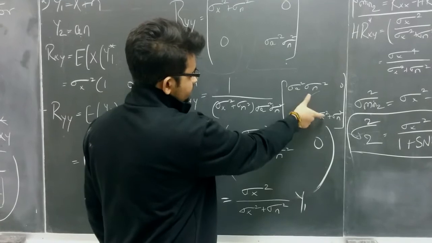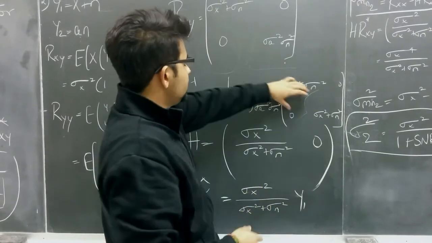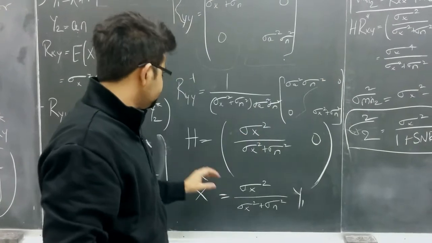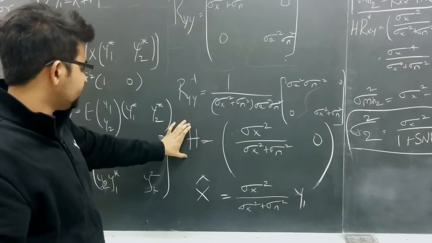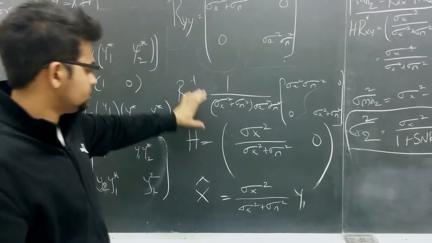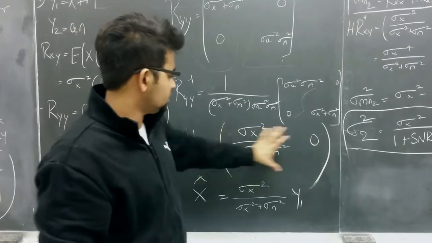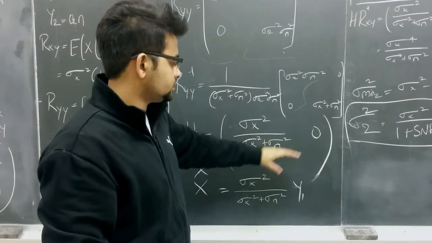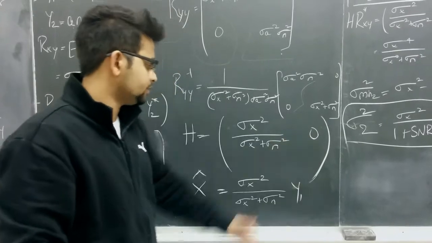The first and the fourth term will be interchanged, these two values. And these two values we have to negate. Since they are zero, it does not have any impact. So to find the value of h, we have to multiply rxy into ryy inverse. Once we do that, we get sigma x square upon sigma x square plus sigma n square, and the second term will be 0.